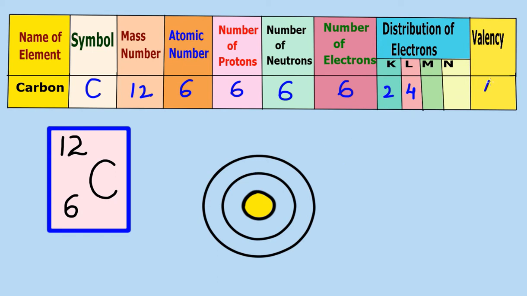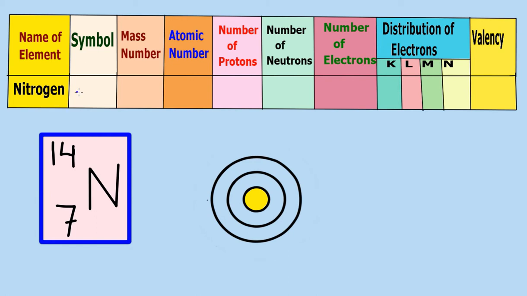And what is its valency? It has a valency of 4. And we will show here 2 electrons in the K shell and 4 electrons here in the L shell. So in the L shell, anywhere we can show 4 electrons. So this is the electronic distribution of carbon.